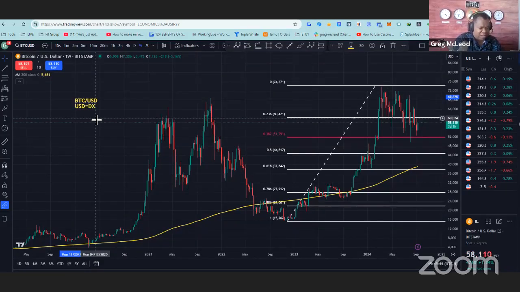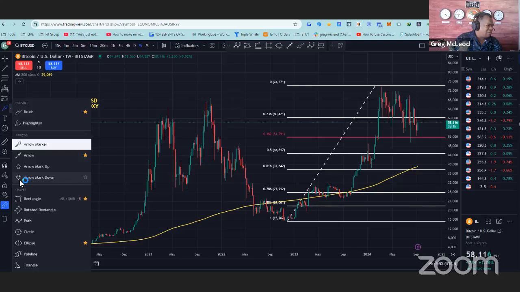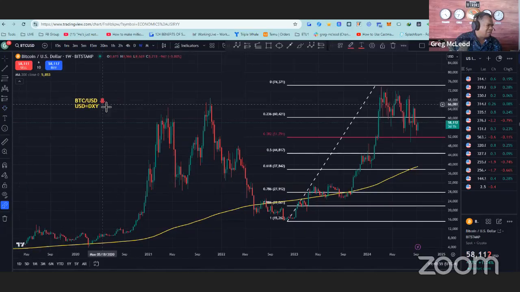USD equals DXY. DXY is going down. Wish I just had a down arrow, just a quick little arrow. Oh, there we go. Arrow down. Yeah, right. So BTC is going to be up. BTC, right? That's going to be up.